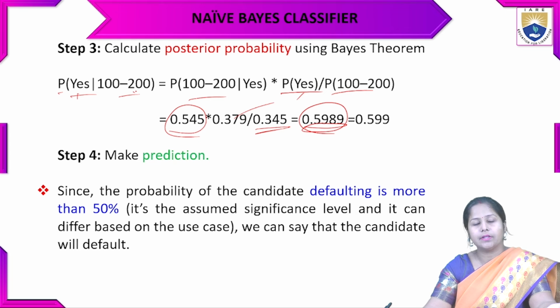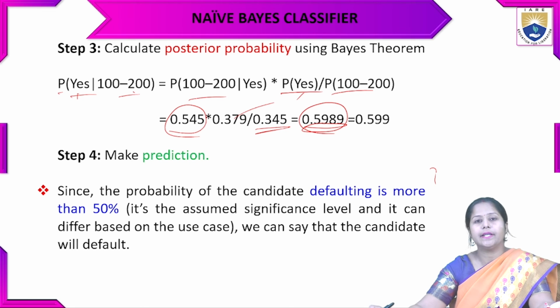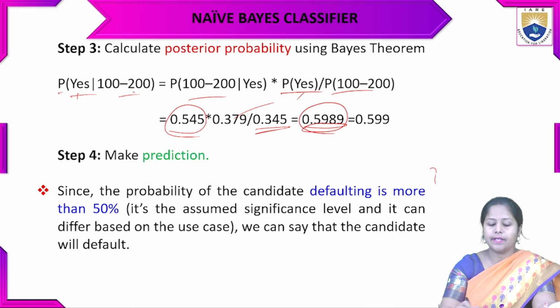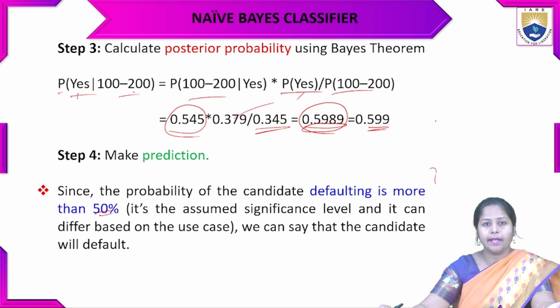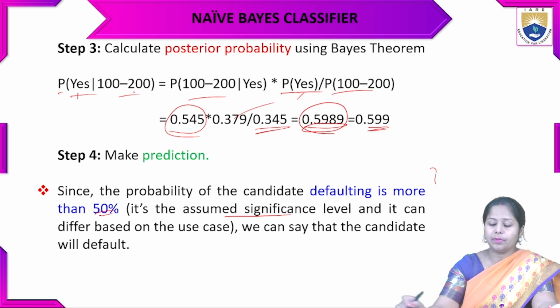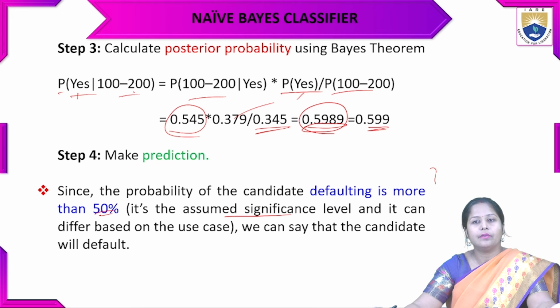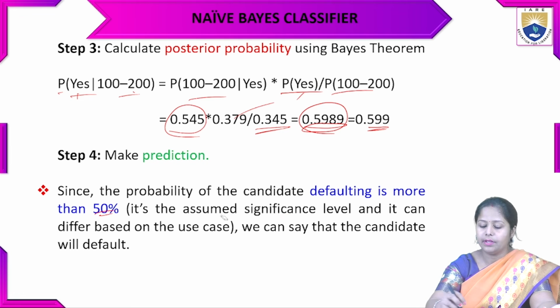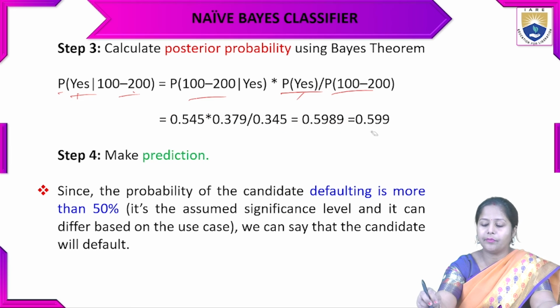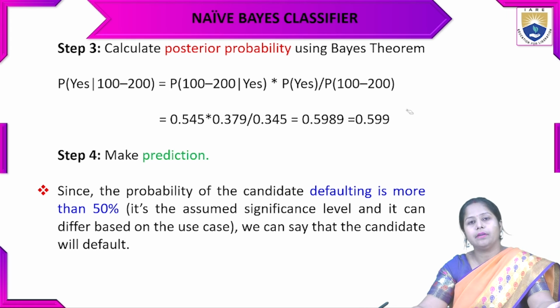In the fourth step, we have to make the prediction for the model. Since the probability of the candidate defaulting is 0.599, which is more than 50%, and the significance level can differ based on the use case, we can say that the candidate will default. Yes, he is going to be given the loan.